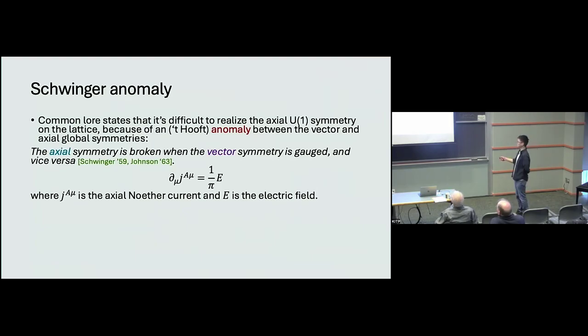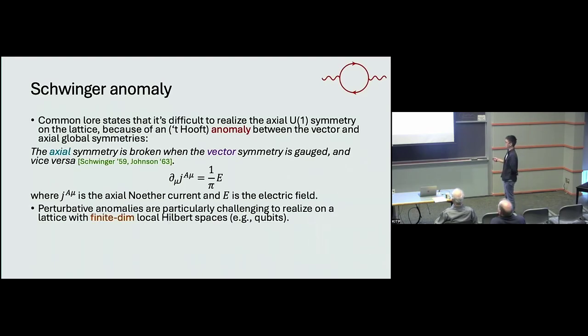In equations, it means that in QED, where the vector symmetry is gauged, the axial current is no longer conserved. This was first alluded to in the 1951 paper by Schwinger, but in my opinion, it was really stated clearly in this paper by Ken Johnson in 63. And this is the one-loop two-point diagram that captures the Schwinger anomaly.